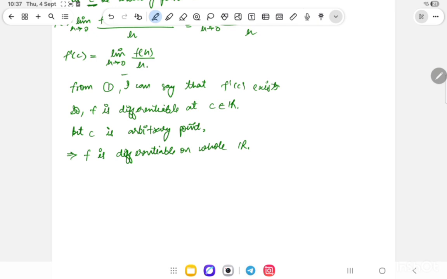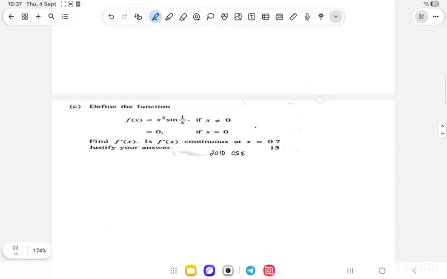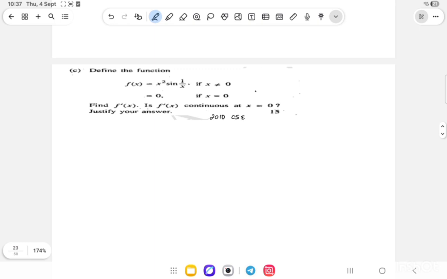And that's what we're supposed to prove in this question. So let's move on to the next question. The next question says that the function f(x) equals this. My function f(x) is defined as x squared sine 1 by x if x is not equal to 0, and 0 if x is equal to 0.